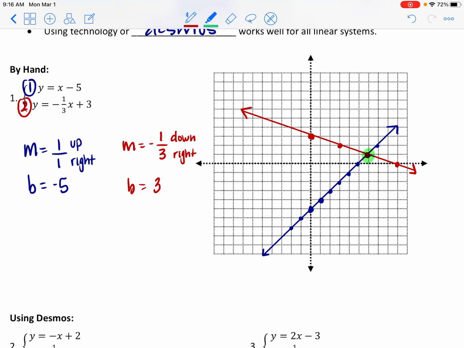And remember, every point on a line is a solution to the line. So if that point is a solution to the red and that point is a solution to the blue, then it has to be a solution to the system. It has to be the solution when we're looking at both equations at the same time.